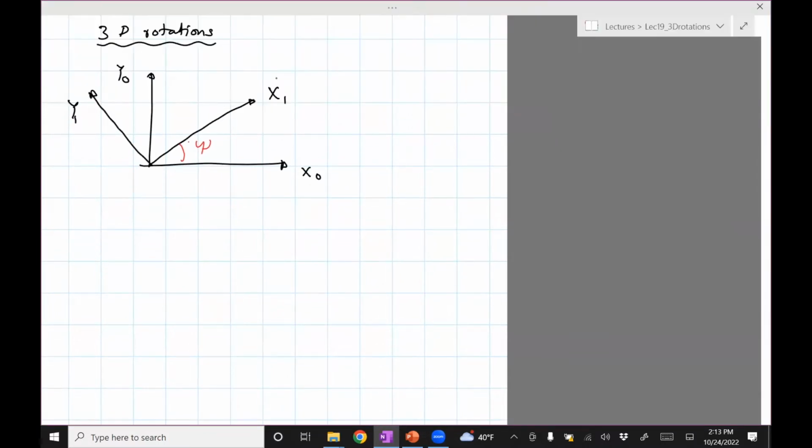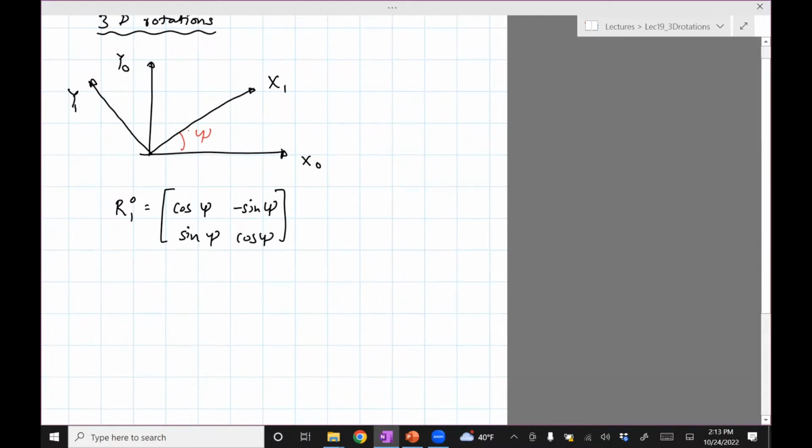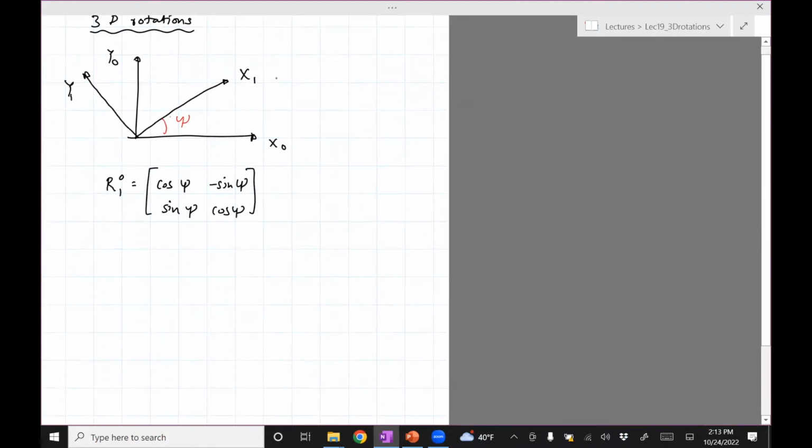And we wrote the corresponding rotation matrix R1 with respect to 0 as cos psi, minus sin psi, sin psi, cosine. Okay, but in reality, this is not 2D. You can think of this as 3D. If you look at this from the z-axis, I'm going to redraw the same figure, but now show it in 3 dimensions.